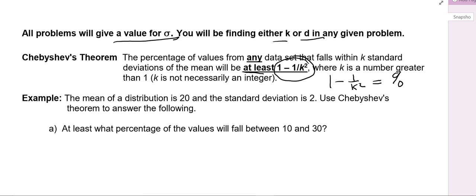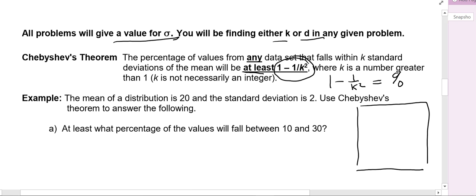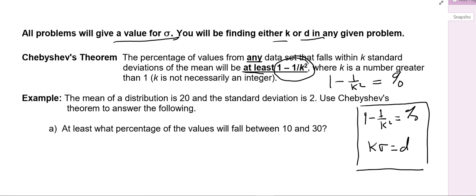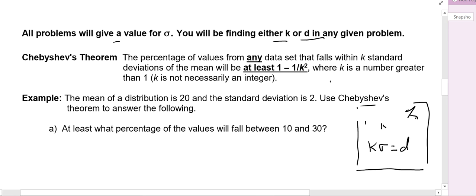So here are two important formulas that we will be working with in the next 2 or 3 examples coming up. The percentage of data in an interval is related to K by 1 minus 1 over K squared, okay? And K is related to the distance by K times sigma is equal to D, which is the distance from the mean to one of the endpoints of the interval. Now, we're going to start working some problems here now, but you have to have these two particular formulas in mind here.